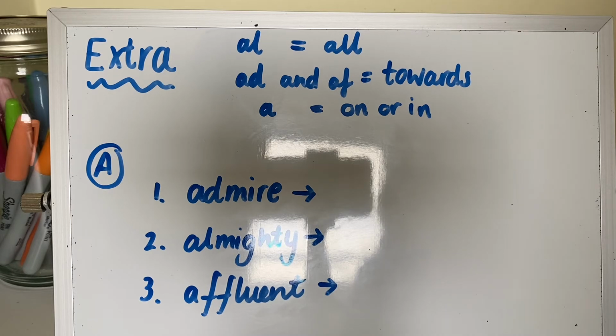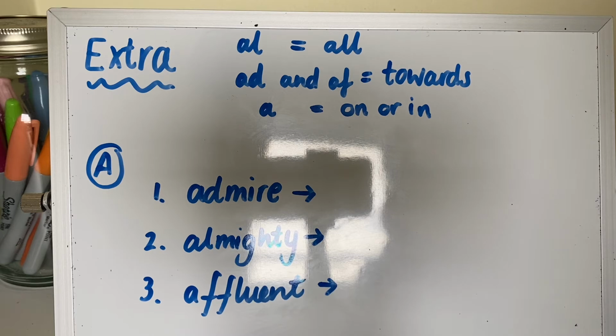Affection is showing affection towards someone or a pet or something. So this is where we have to be a little bit flexible. It does maybe seem a little confusing, but in general, AD and AF mean towards. And then A on its own usually means on or in. So for example, aboard: are they aboard the ship means are they on the ship.